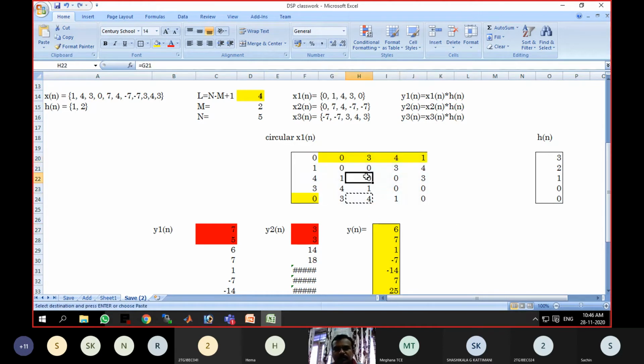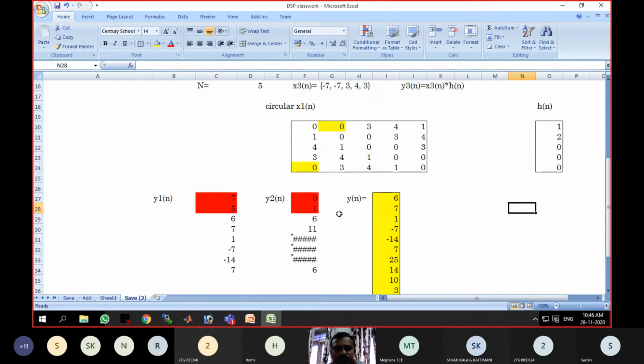So created the matrix for 5 cross 5 for x1 of n. Then we have what is h1, h of n. So h of n is given 1 and 2. So remaining bits will be zeros to create 5 element h of n.